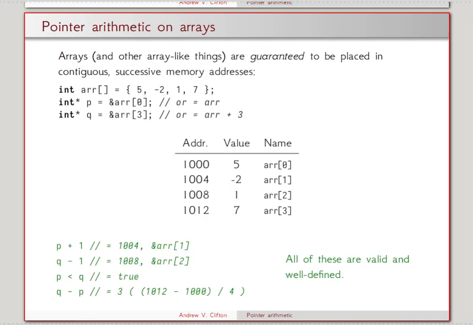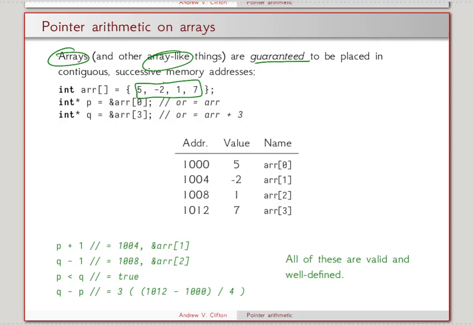Now, where can you safely do pointer arithmetic? You can do it on arrays or things that are like arrays. Because with an array, as we saw in the linked list lecture, the elements of an array are guaranteed to be placed one after another in memory. So if I have an array with 5, -2, 1, and 7, the -2 is guaranteed to come one int's worth of memory after 5. The 1 is guaranteed to come after the -2, and the 7 is guaranteed to come after the 1. There are no gaps, no extra space, no reordering.